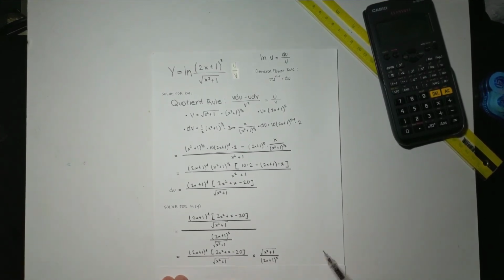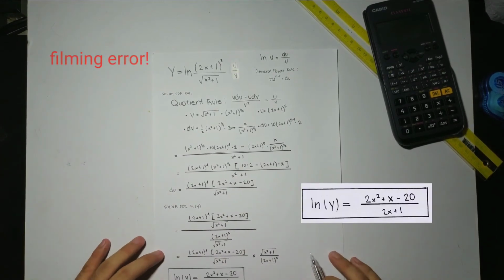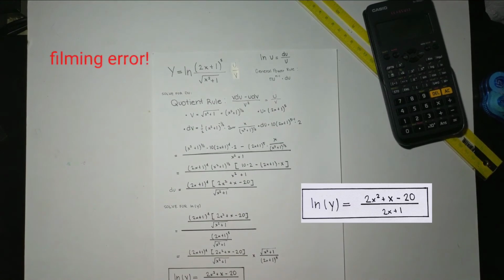Now, cancel similar terms, cancel this, and factor out values with the same base but different exponents, which means that we could factor out (2x plus 1) raised to 4 from the numerator, and also (2x plus 1) raised to 4 from the denominator. And when we have done all that, we would end up with (2x squared plus x minus 20) over (2x plus 1). And that is our final answer, meaning the derivative of the natural logarithm of y is equal to (2x squared plus x minus 20) over (2x plus 1).